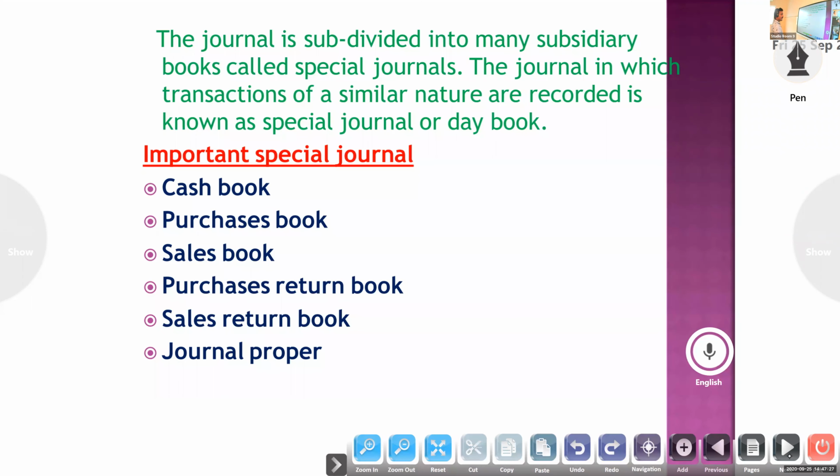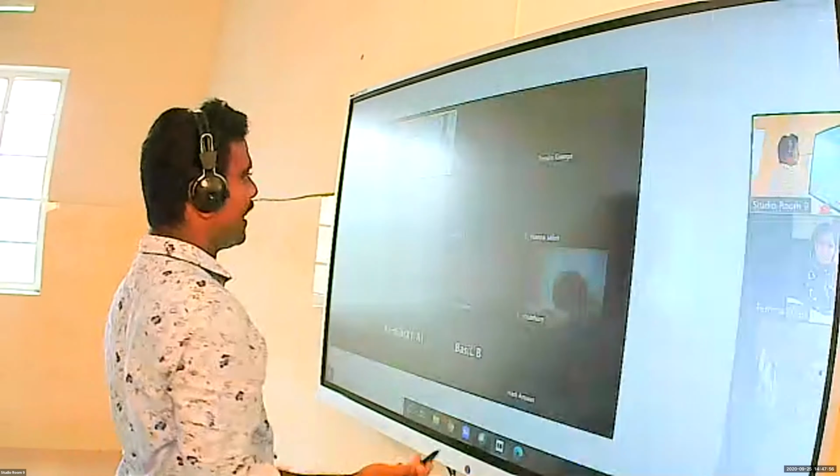So, subdivision of journal. In every business, whether small, medium or big, if they are recording all the transactions in the journal, then the journal will become very large. So here the journal is subdivided into many subsidiary books called special journals. One thing you have to remember: journal proper.